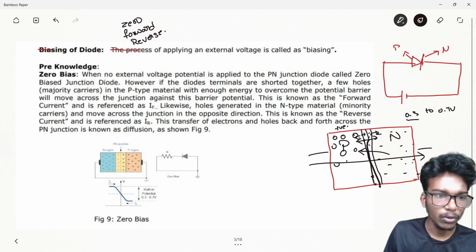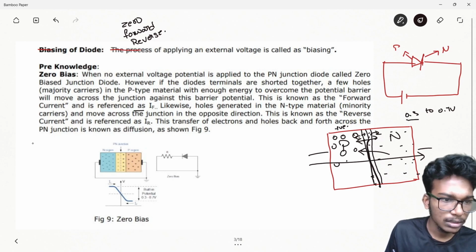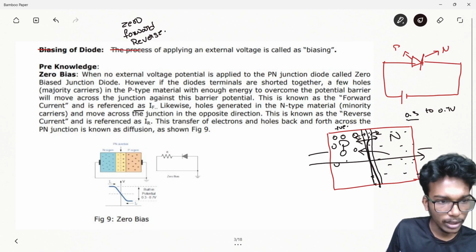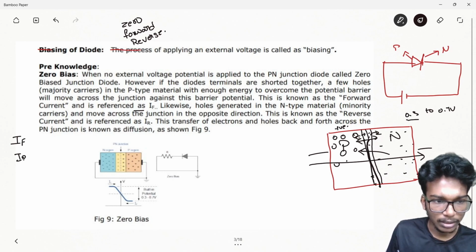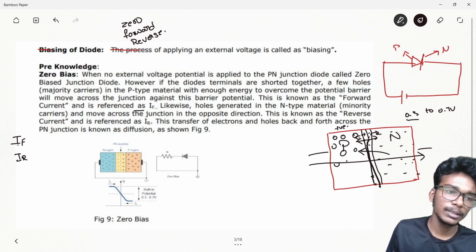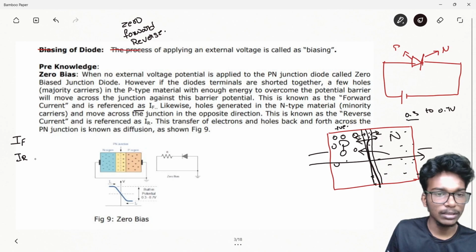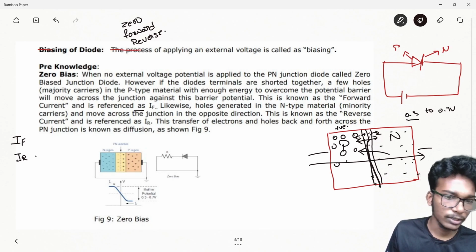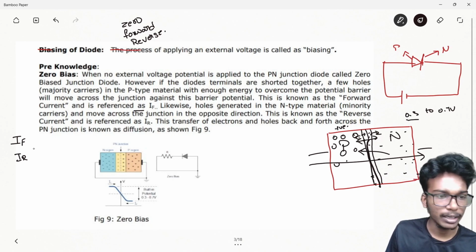This is known as forward current, represented as IF. Just mark these notations. We are going to use this notation throughout our course. IF in the sense of forward current, IR in the sense of reverse current. The subscript F represents forward for everything, and the subscript R represents reverse. It might be voltage, it might be current, it might be resistance, anything.